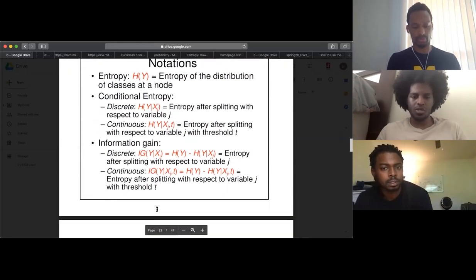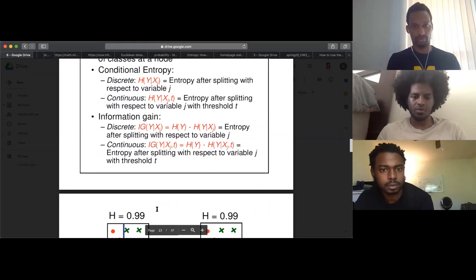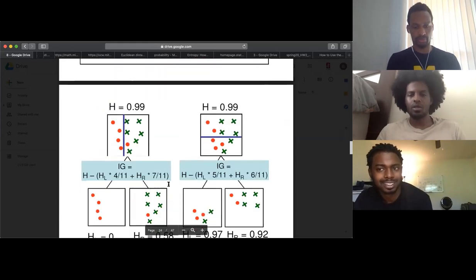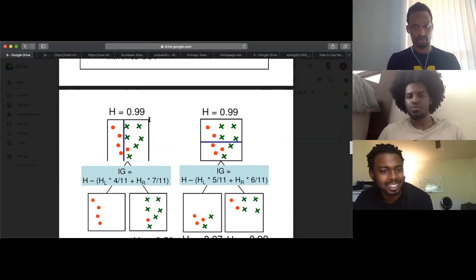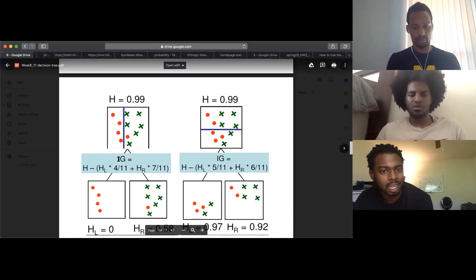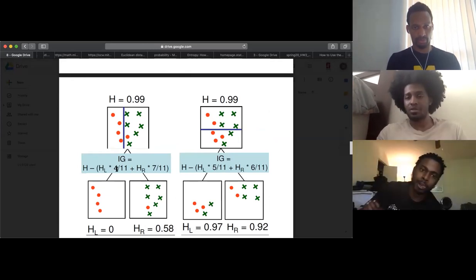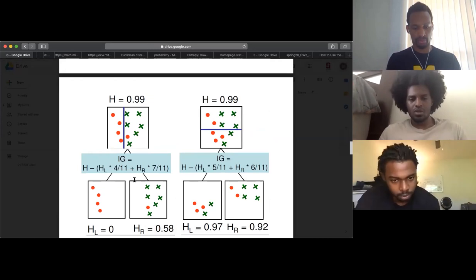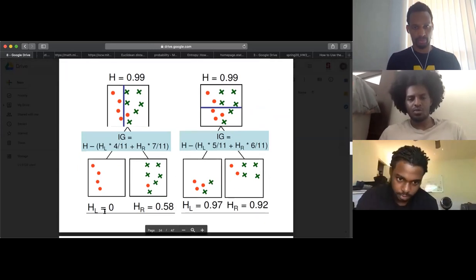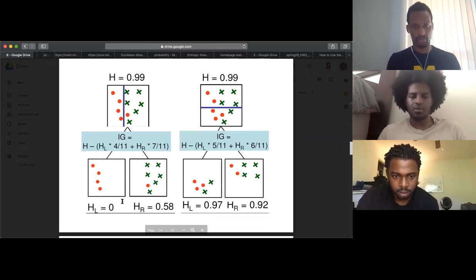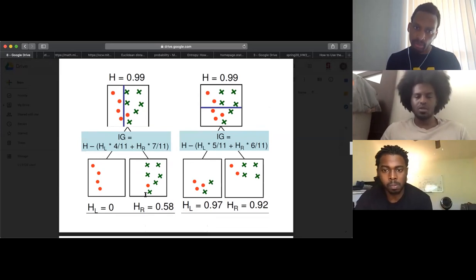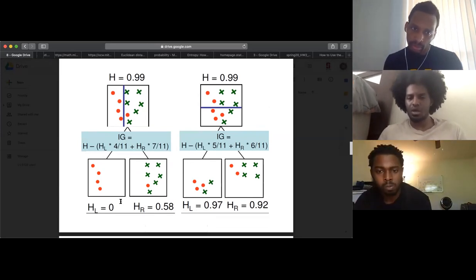Those are just notations. We've already gone through that stuff. Here's another example. If the total entropy of your system is 0.99, your information gain calculation will be the entropy of this total system minus the entropy of the left and the right. You can see that the entropy of your left-hand side was 0 because all of the dots were red, and the entropy of the right was 0.58. So that would be the most information gained.